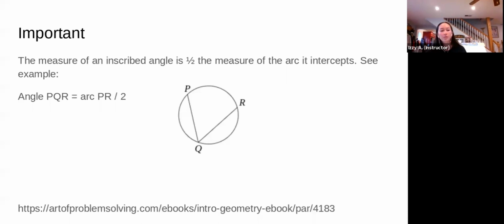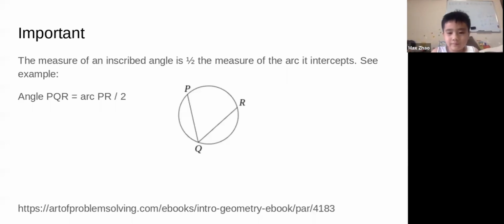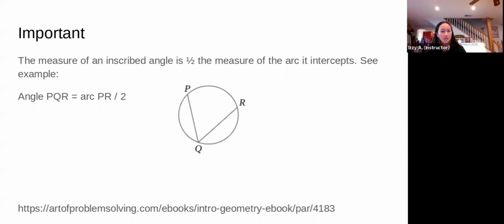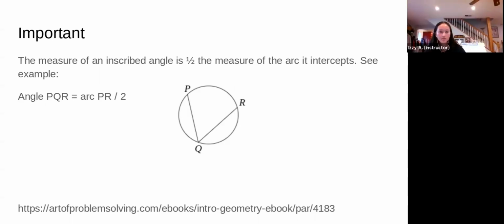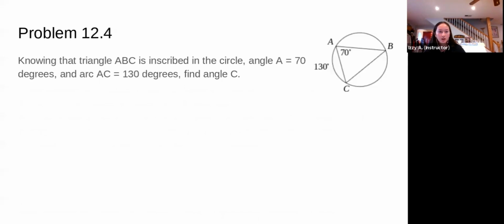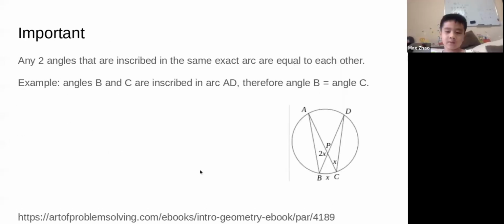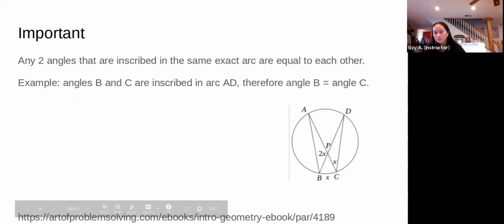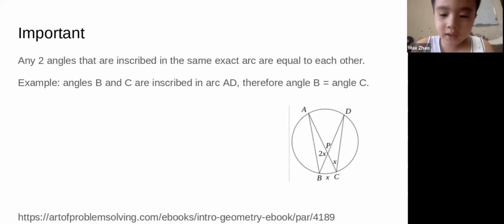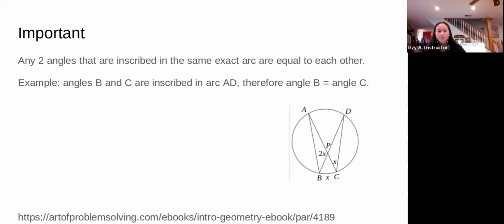And the Kahoot too. Okay, so the measure of an inscribed angle is 1/2 the measure of the arc it intercepts. This is pretty straightforward. So angle PQR is going to be 1/2 of arc PR, but only if it's an inscribed angle. If the angle is in the center, then the angle is equal to the arc.